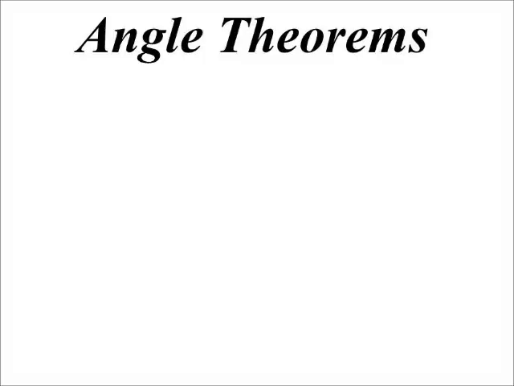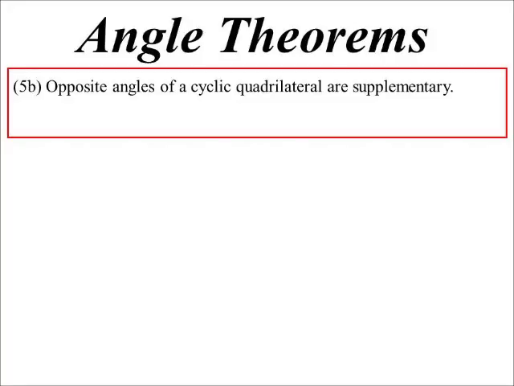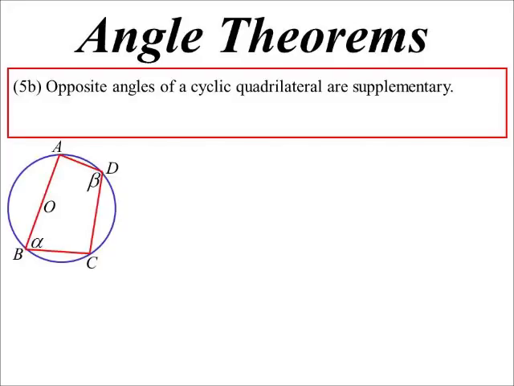Carrying on with our angle theorems. So the next one's about cyclic quads. The opposite angles in a cyclic quadrilateral are always supplementary. So there's our picture. A cyclic quadrilateral, remember, is one where its vertices all lie on the same circle.